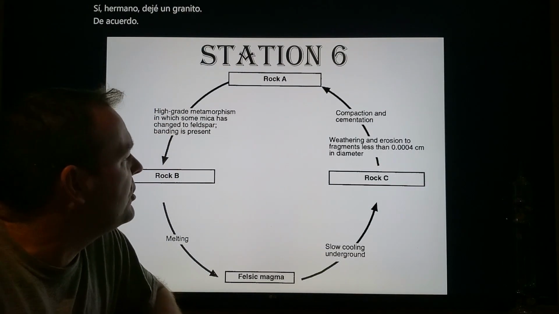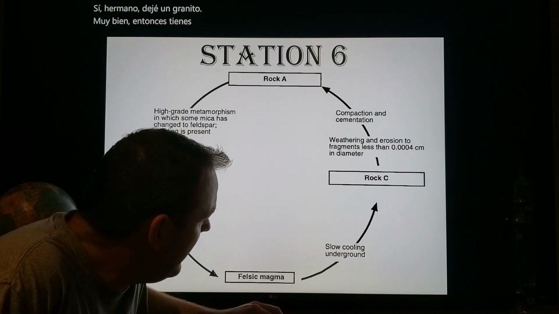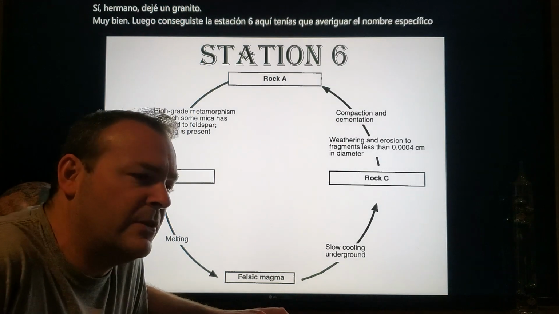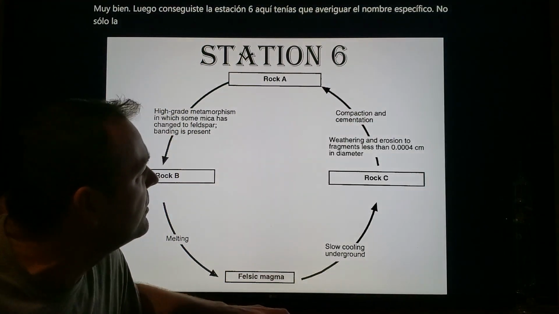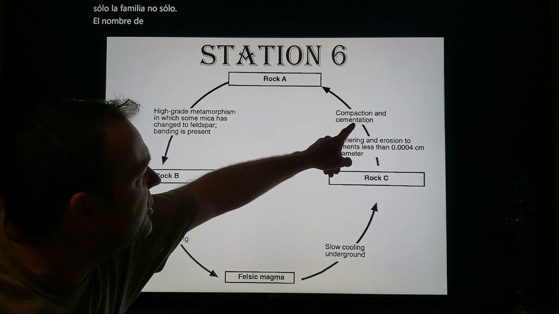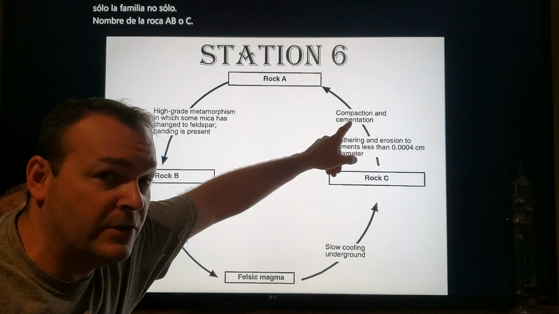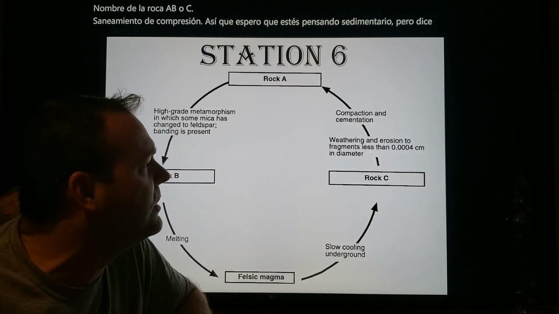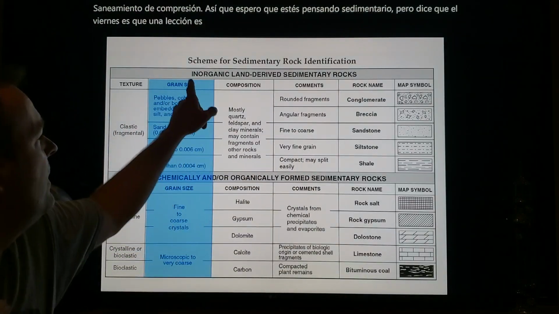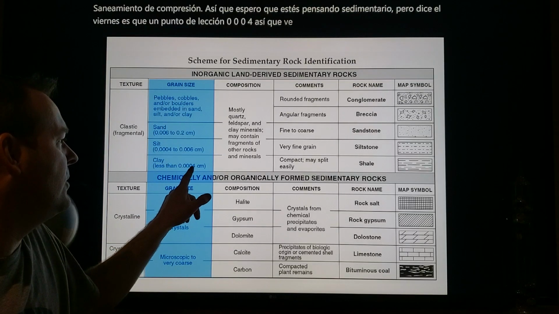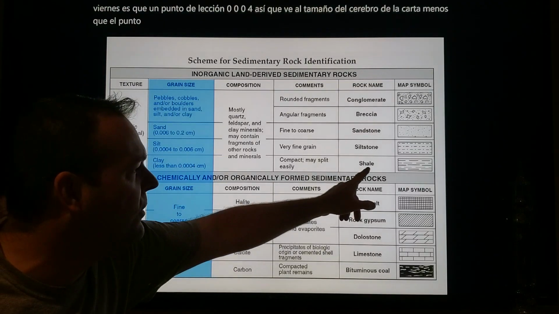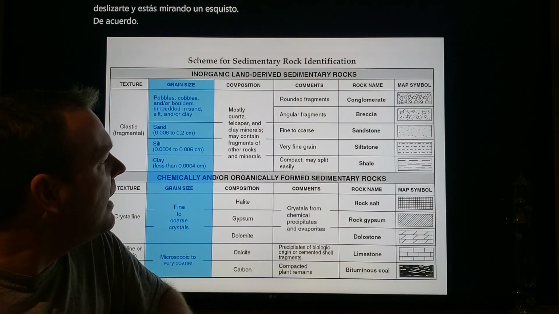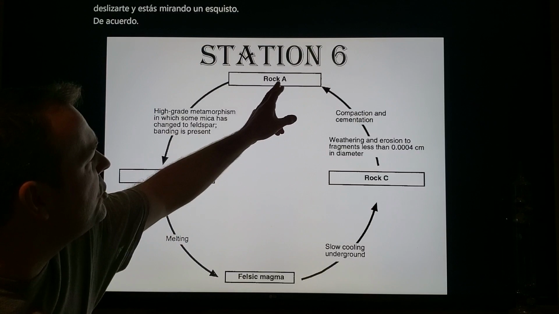All right, then you got the station 6. Here you had to figure out the specific name, not just the family, not just igneous or sedimentary, but a specific name of the rock, A, B, or C. Well, A, it says compaction and cementation, so hopefully you're thinking sedimentary. But it says fragments that are less than 0.0004, so go to the chart, grain size, less than 0.0004, slide over, and you're looking at a shale. Okay? So A would be a shale.